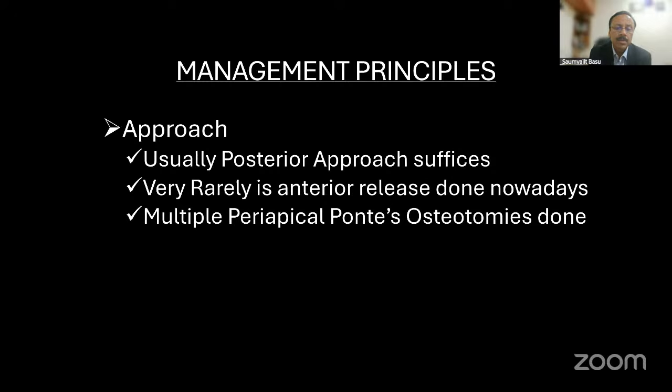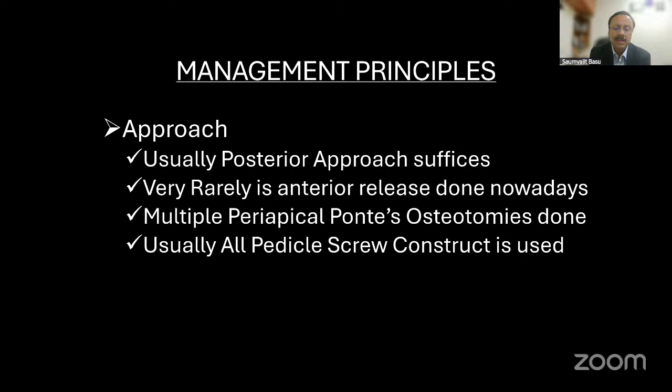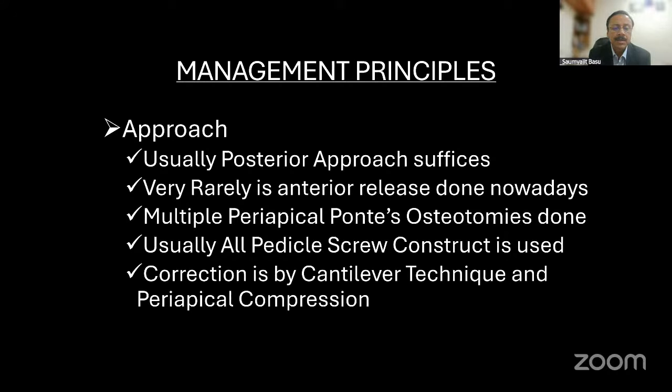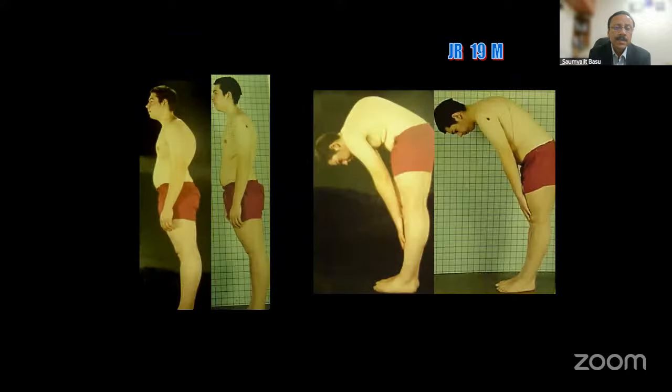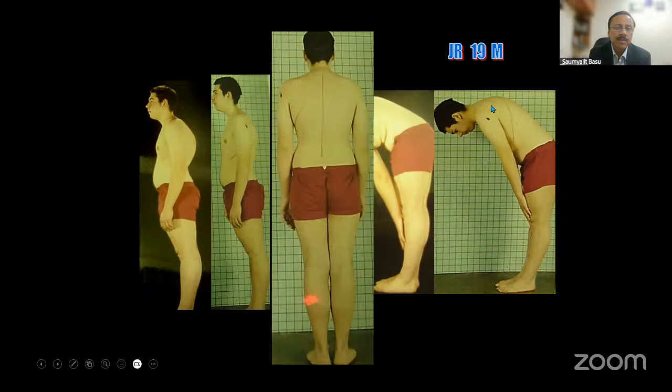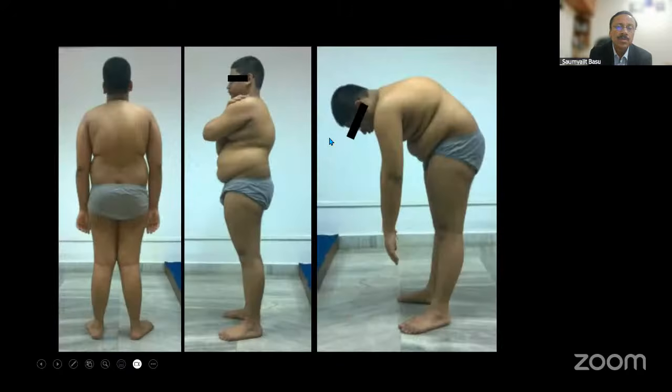Multiple periapical Ponte osteotomies are done nowadays, and that usually is enough, because putting in thoracic screws at every level is now very safe, and correction is by cantilever technique and periapical compression. This is an example of multiple levels. You can see these anterior cages, because in those days one of my consultants was doing front and back surgery, and this is a patient from Nottingham, and this was the final result, with a big anterior scar and a big posterior scar. Nowadays, we would do a similar case with an all posterior construct.